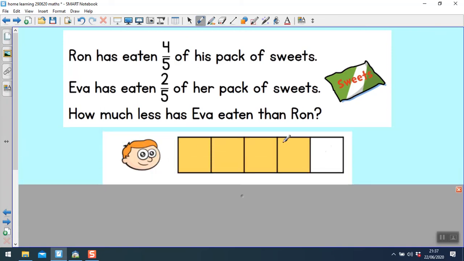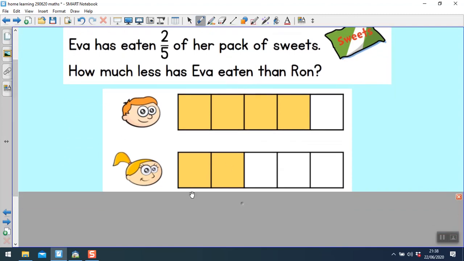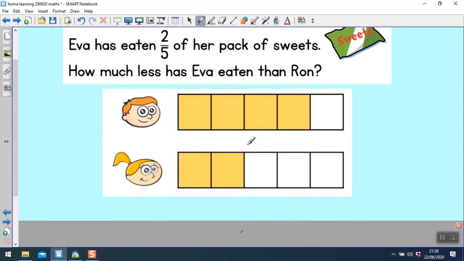So there's Ron's pack of sweets. He's eaten 4/5. So he's got that bit left. He's eaten all that. There's Eva. She's eaten 2/5. How much less has Eva eaten than Ron? We've got to compare the difference. So Eva has eaten 2/5 less than Ron. So it was 4/5 take away 2/5 to give you 2/5.